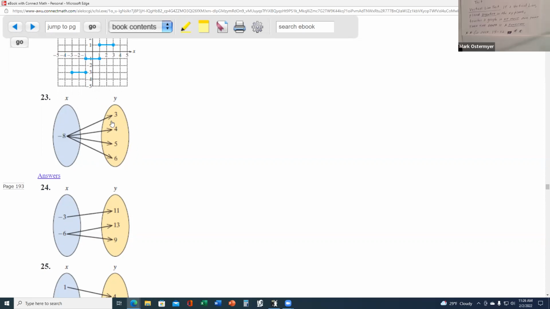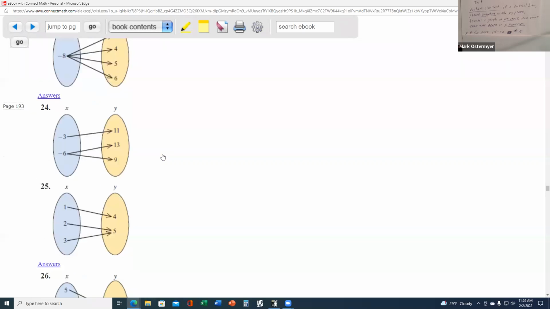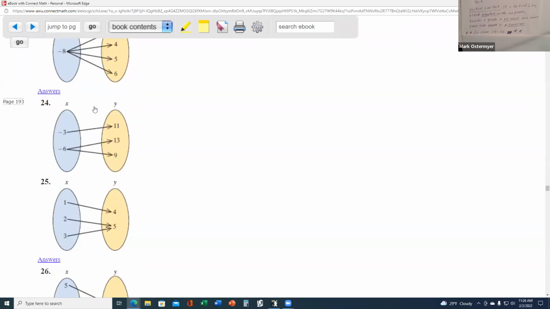And if you were to plot all 4 of those points, you would see that they all lie on a vertical line. Do you agree? They all have the same x coordinate of -8. How about number 24? Is it a function? No, because you'd have 2 different ordered pairs with the same x coordinates, namely -6, 13 and -6, 9. That's not a function, just a relation.